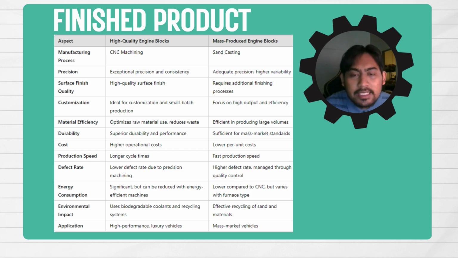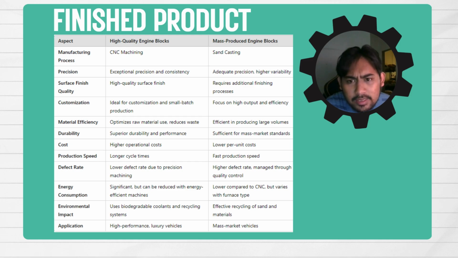High quality relates to CNC machining, which has exceptional precision and consistency. The mass produced engine blocks are related to sand casting. This is because it has adequate precision, with higher variability, and it's suitable for mass produced cars.